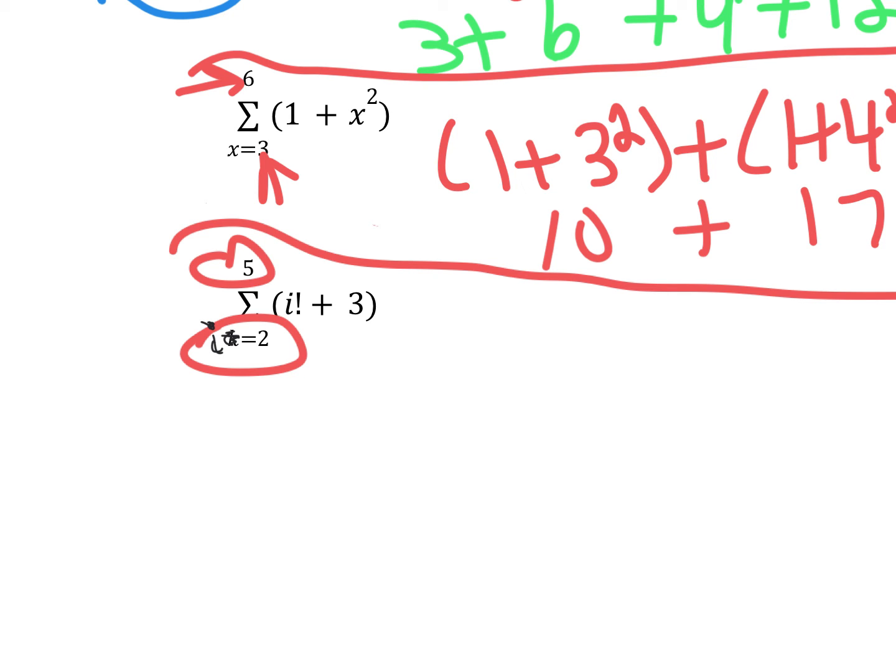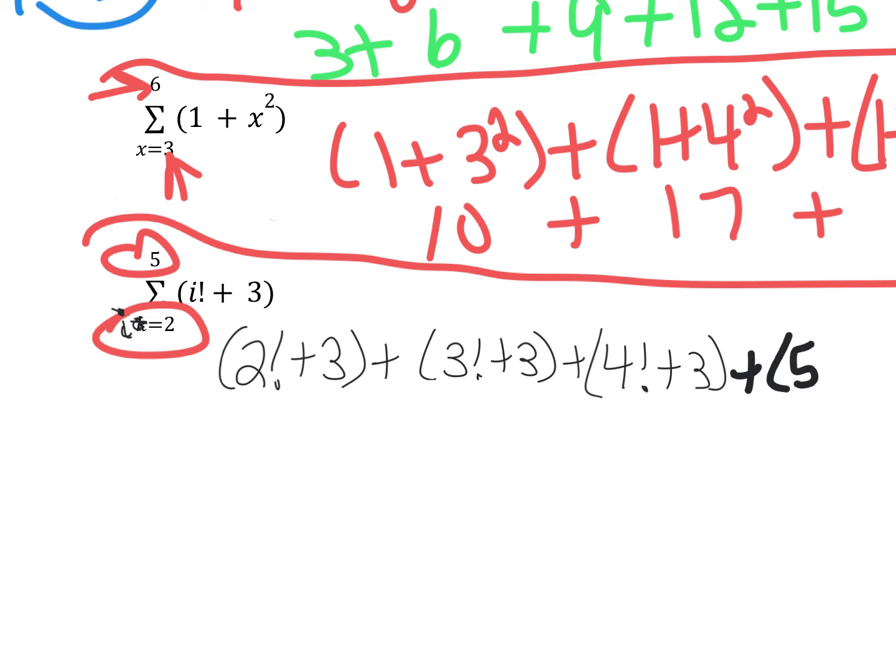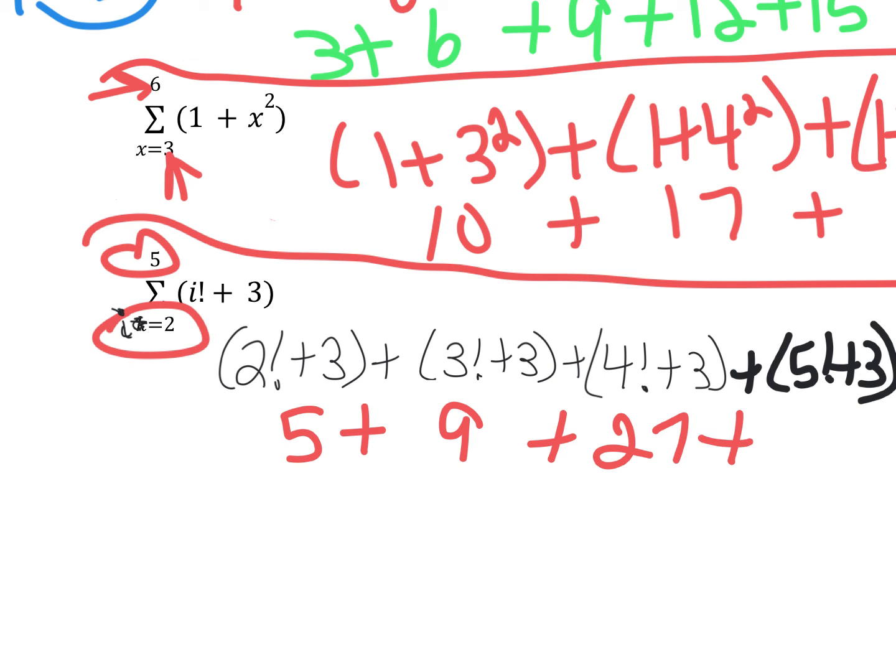So we start with our second term: 2 factorial plus 3. Plus our third term, which is 3 factorial plus 3. Our fourth term is 4 factorial plus 3. And we're stopping at our fifth, so 5 factorial plus 3. Then we just evaluate: 2 factorial plus 3 is 5, plus 9, plus 27, plus 123, and we should end up at 164.